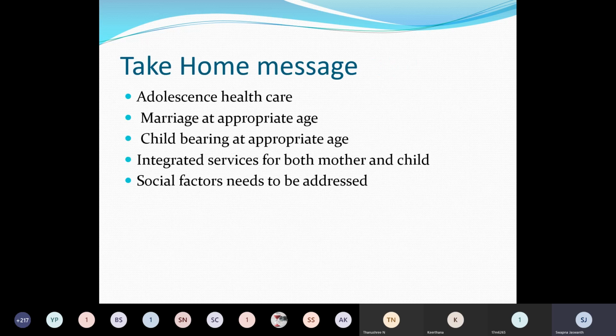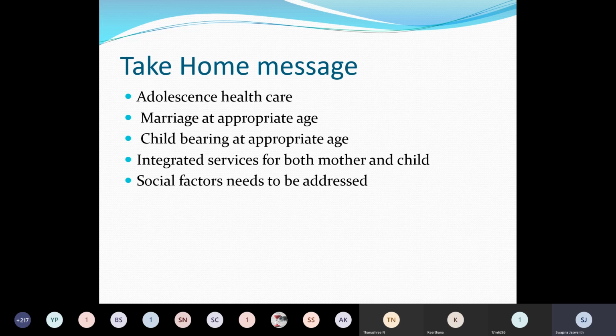So the take home message under MCH is that it is a continuum of care. It is not just a focus on the mother during pregnancy or just childbirth, but right from adolescent health care, marriage at an appropriate age and childbearing at an appropriate age. There should be an integrated service to both mother and child. And social factors play an indirect role in the causation of diseases, which must be addressed in terms of social pediatrics or social obstetrics.